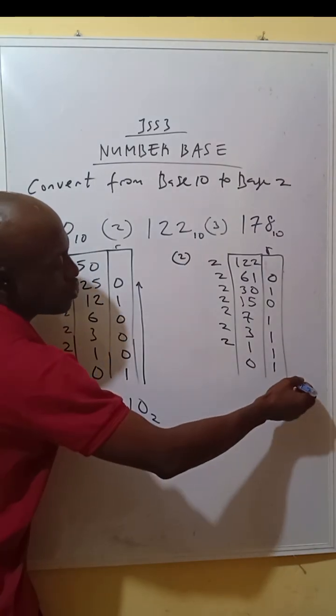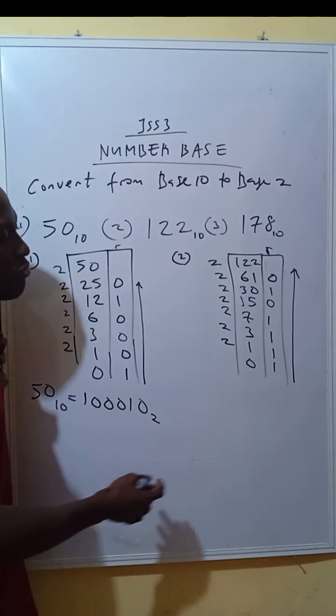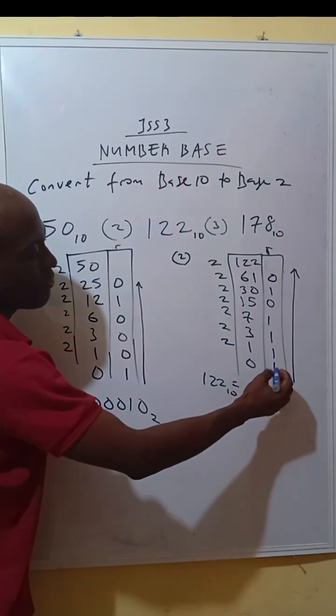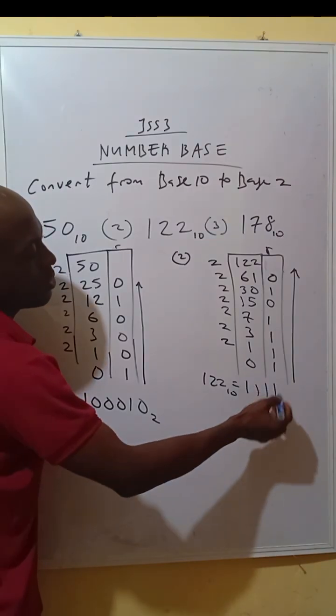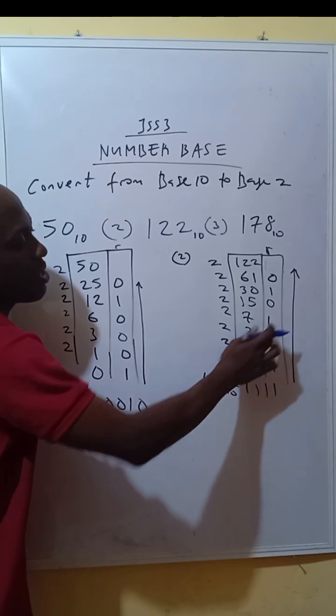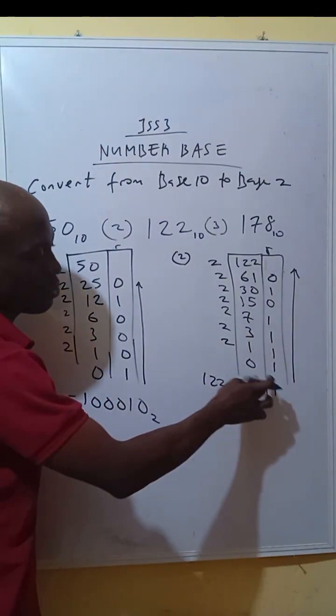Don't forget how I said you should write the numbers. You move from down up. So how do you move from down up? You say 122 in base 10 is, begin from this 1, 1, 1, 1, 1, 2, 3. Make sure you write the accurate amount of ones there. Make sure you do not miss any number because it will affect your answer.